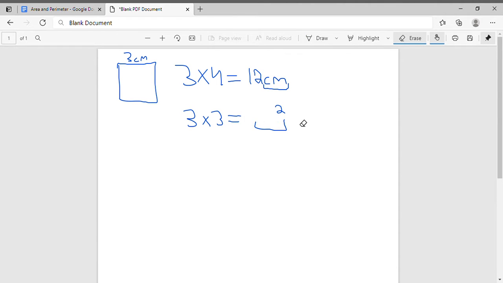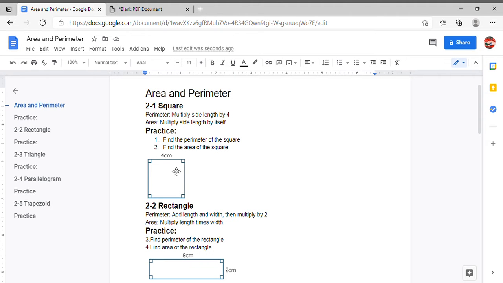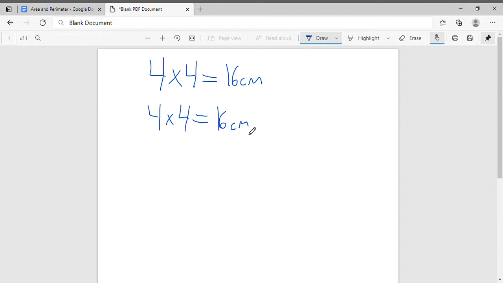So, if you want to find the perimeter and area of a square with a side length of 4 centimeters, you are going to, first for the perimeter, multiply the side length by 4, and you'll get 16 centimeters. And to find the area, you're going to multiply the side length by itself, and in this case it would be the same number as the perimeter, but instead of 16 centimeters, it'll be 16 centimeters squared.